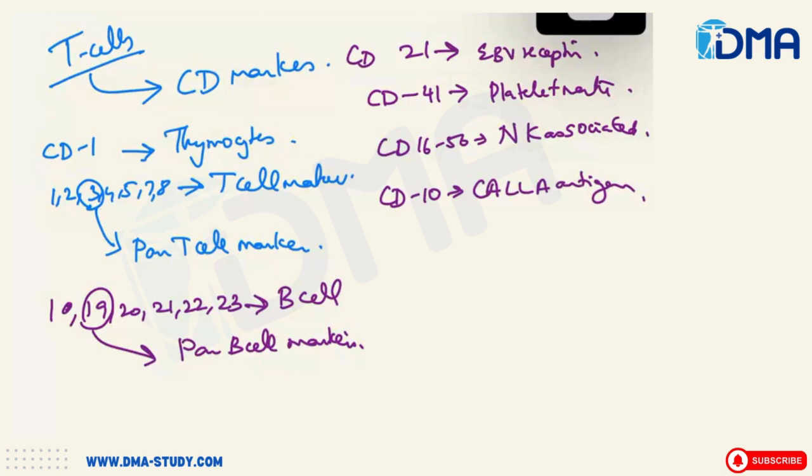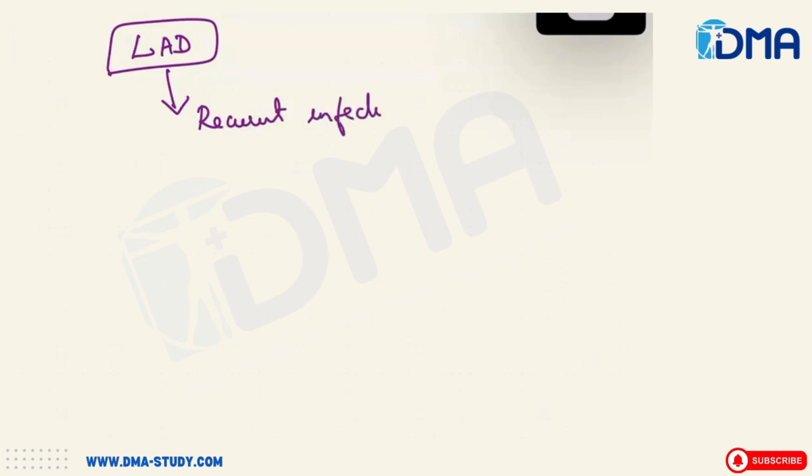Then coming to a few diseases, there are two diseases that you have to know of, mainly because of leukocyte defects. Whenever there is a leukocyte adhesion deficiency, the patient will have recurrent infections in the body, then neutrophilia, severe mental retardation. These will be the clinical features of leukocyte adhesion deficiency.